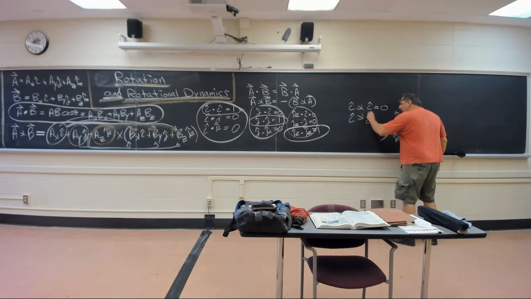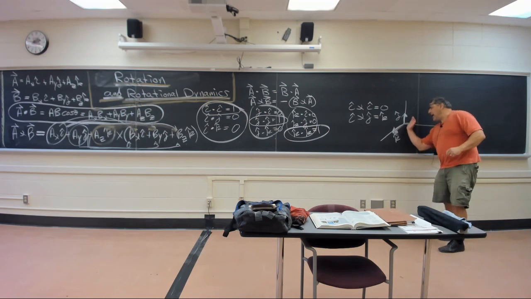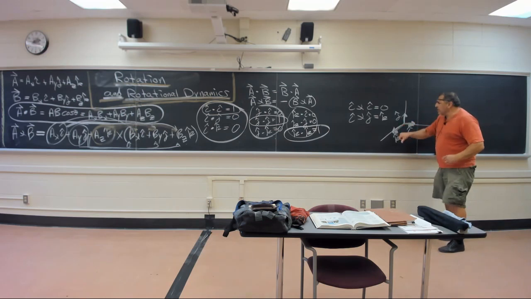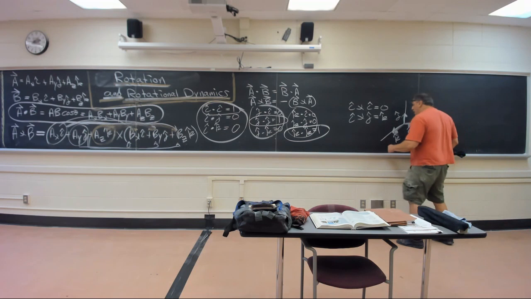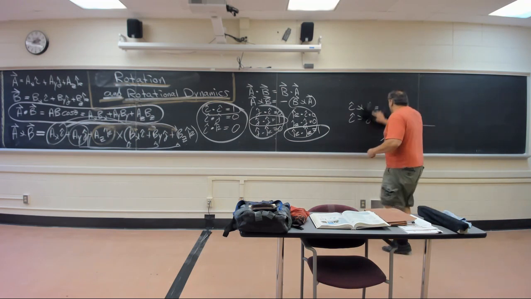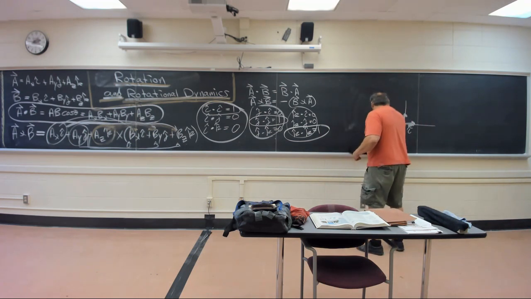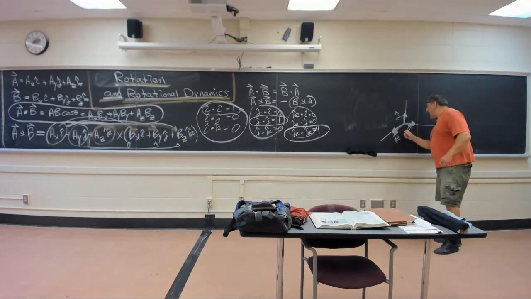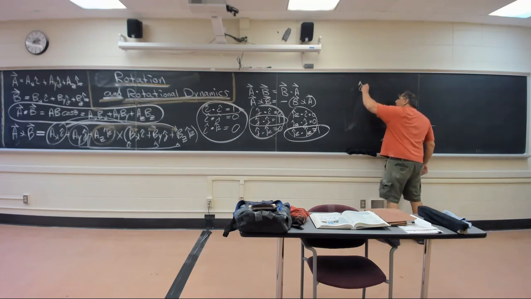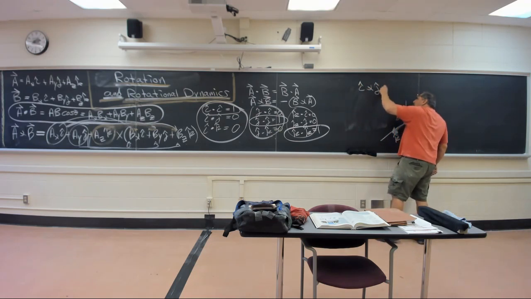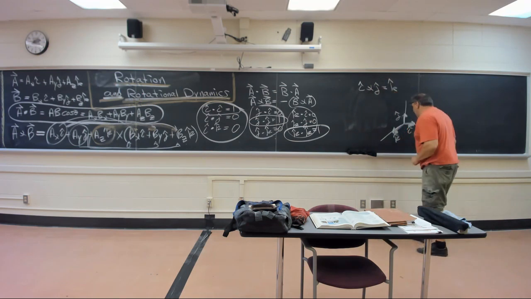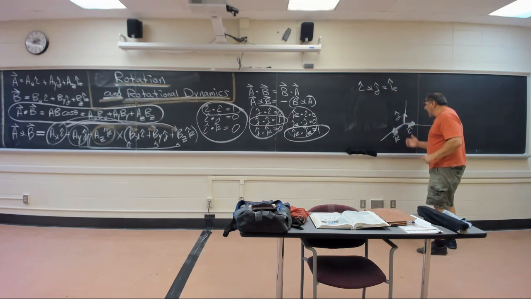So I hat cross J hat is K hat. Roll your right hand. Bam. Your thumb will point in that direction. I'll tell you what, let me just do this. There might be a little easier way to do it. I hat cross J hat is equal to K hat.